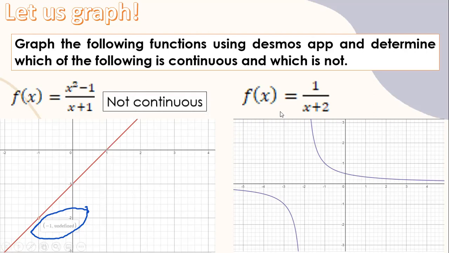For our second, f of x is equal to 1 over x plus 2. As I trace the graph from the left, pagdating sa x is equal to negative 2, naputol. We have what we call a vertical asymptote here. Hindi tuloy-tuloy na na-trace yung ating graph. Thus, we can say that this function is not continuous.